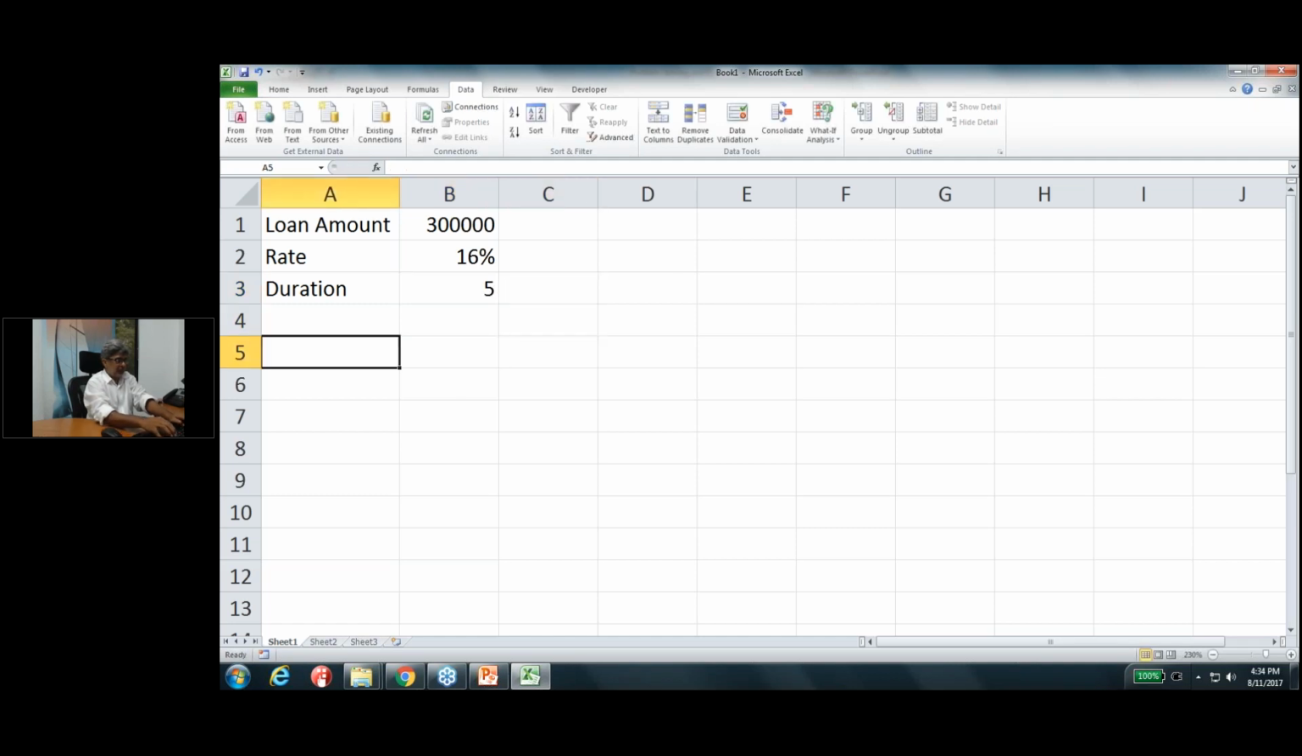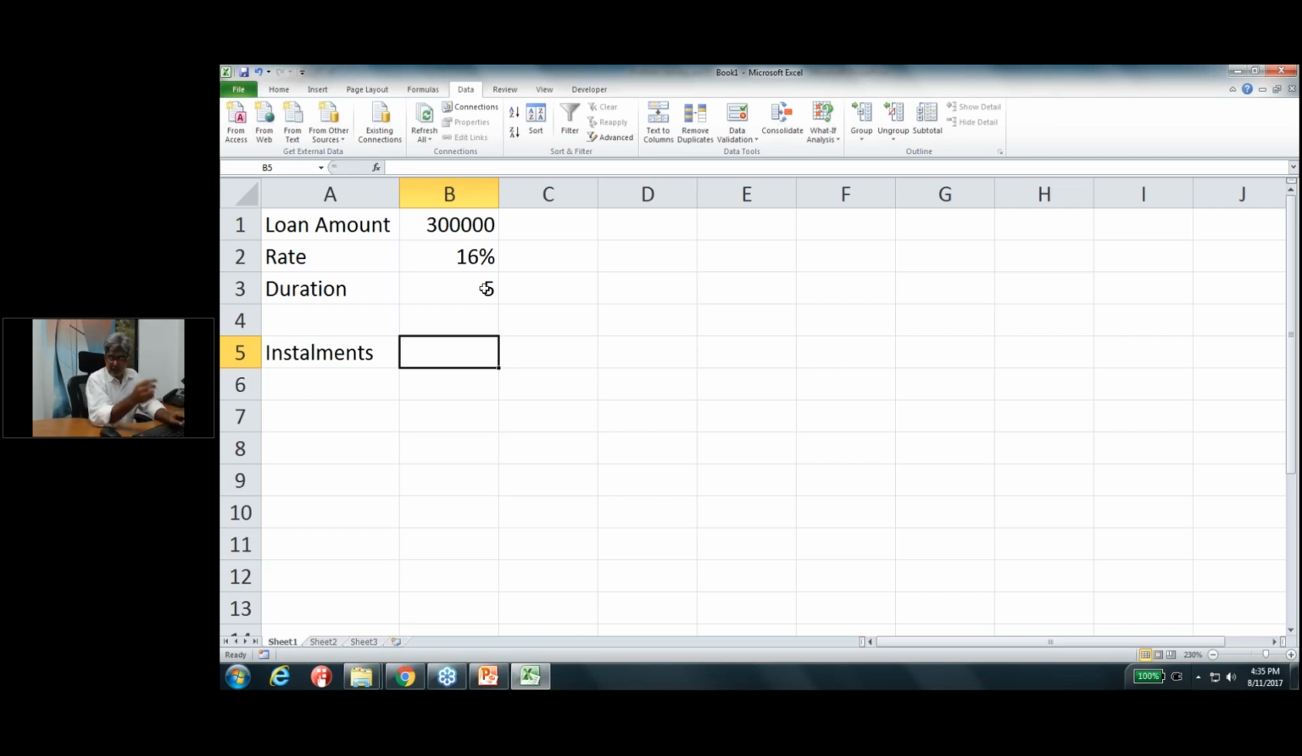Now the next is the calculation of the installments. I'm developing a model for this particular problem, of how we can calculate the installment based on this loan agreement from the bank. So the loan amount is 300,000, the rate is 16%, and the duration is 5 years.